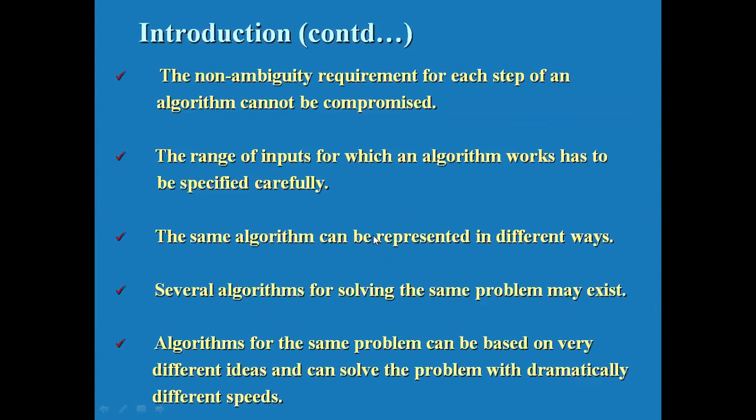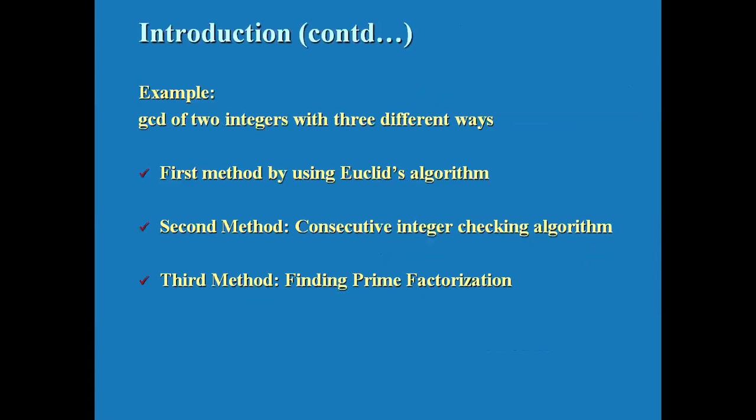So these are the important points that we have discussed in the introduction video. Non-ambiguous requirement, the range of input. The same algorithm can be represented in different ways. Several algorithms for solving the same problem, and algorithms for the same problem can be based on very different ideas, and can solve the problem with dramatically different speeds.